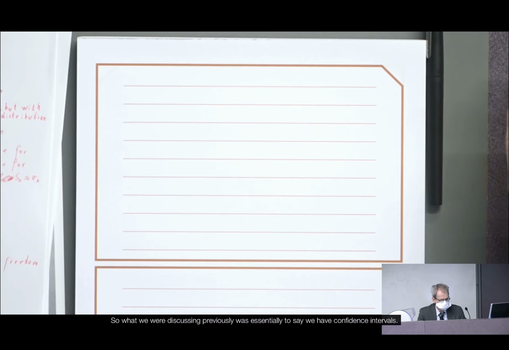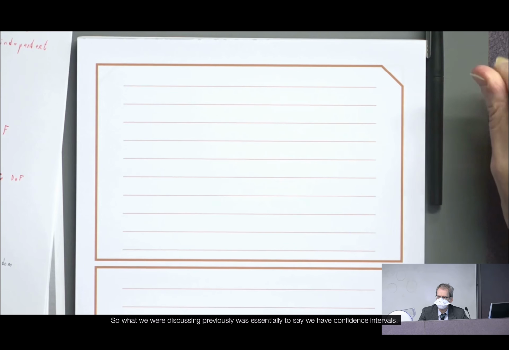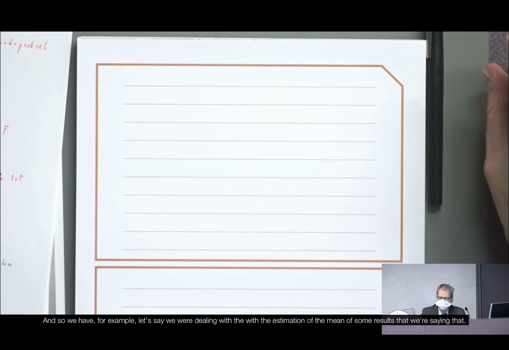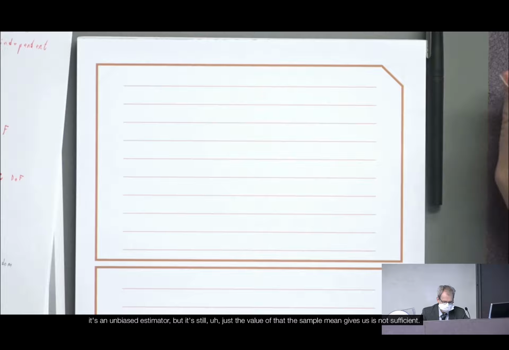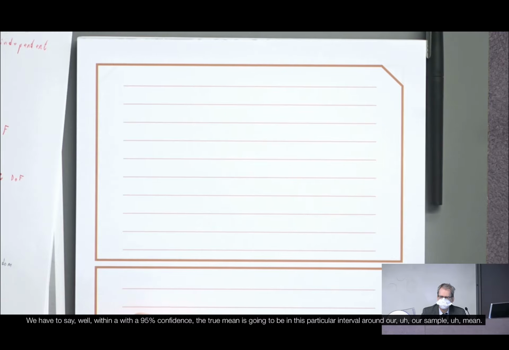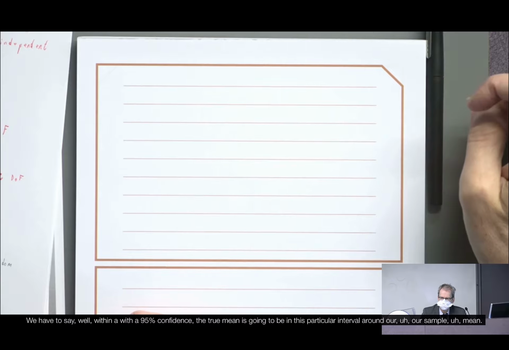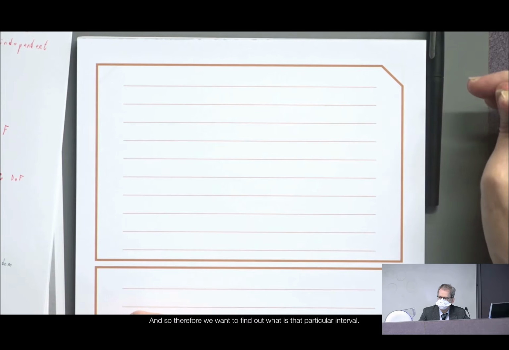So what we were discussing previously was essentially confidence intervals. For example, let's say we were dealing with the estimation of the mean of some results. Then the best estimator for the mean, generally speaking, is the sample estimator, because we know it's an unbiased estimator. But the value that the sample mean gives us is still not sufficient. We have to say, well, with 95% confidence, the true mean is going to be in this particular interval around our sample mean. And so we want to find out what that particular interval is.